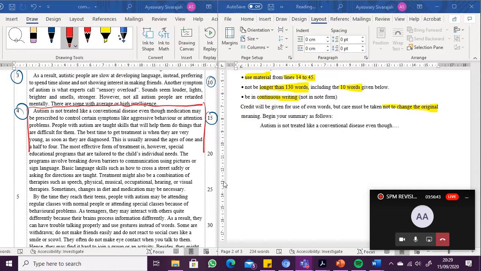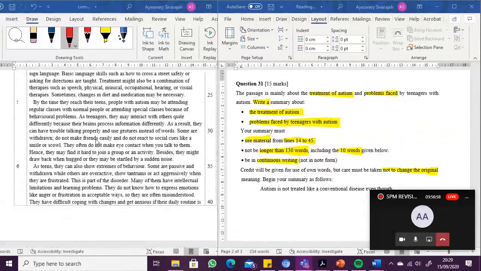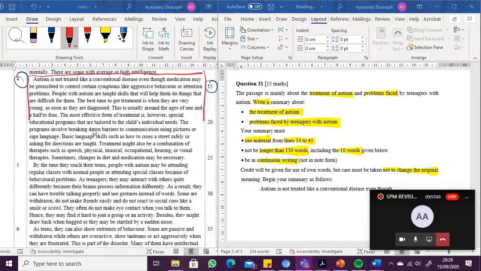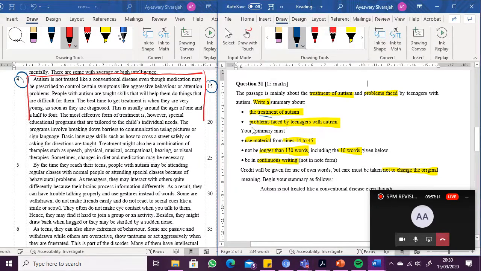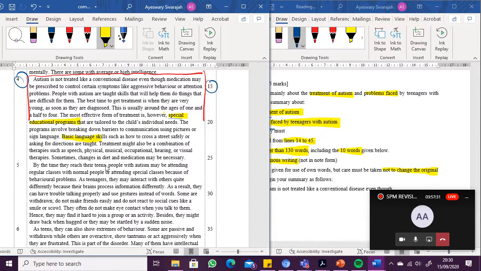So now I need to use this. My points will be about treatment and problems faced by teenagers with autism. Since I have to focus on this, I will reread this part from line 14 to line 45, carefully reading line by line to find this aspect as well as that aspect. So I will definitely need time here. Once I find it, I will highlight it. Okay, I found one here: special educational programs. And basic language skills maybe. Once I do that, you can write out your points, just the main point.